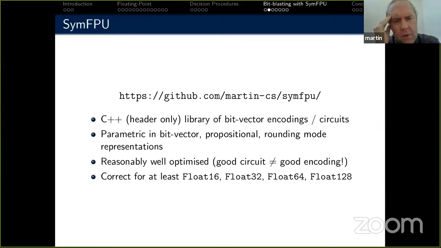SymFPU on float 32 and float 64, which is effectively single and double precision, we have reasonably good evidence to believe that it is correct. There are some known bugs in some more obscure formats.